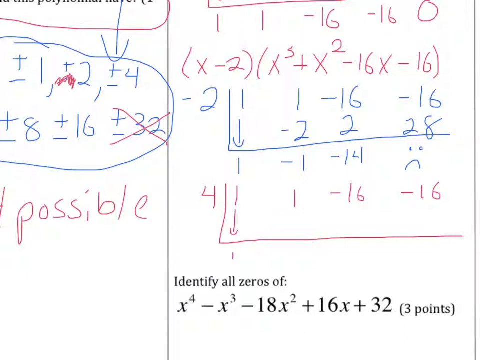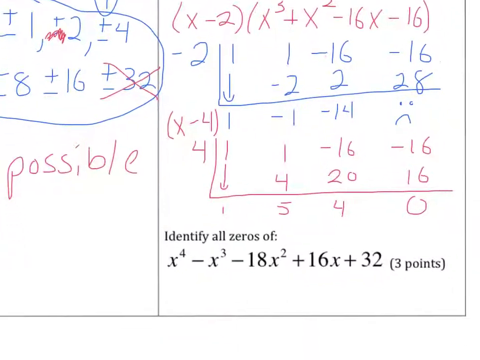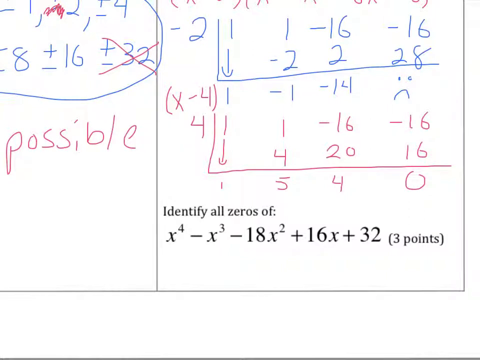Bring down the 1. 4 times 1 is 4. 1 plus 4 is 5. 4 times 5 is 20. I end up with 4. 4 times 4 is positive 16. I get 0. We know that meant x minus 4. Here's what we have so far. We have x minus 2, that was our first factor. X minus 4 is our second factor. I had an x cubed, now I've got a 1x squared plus 5x plus 4.